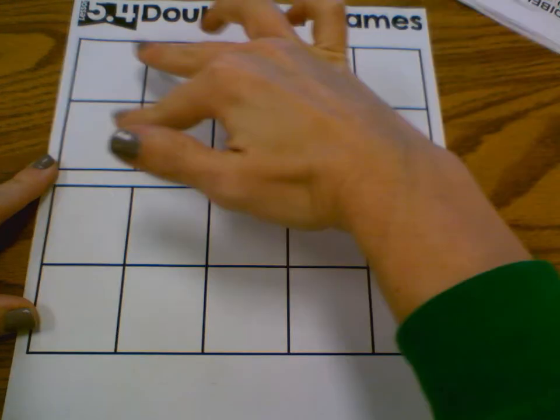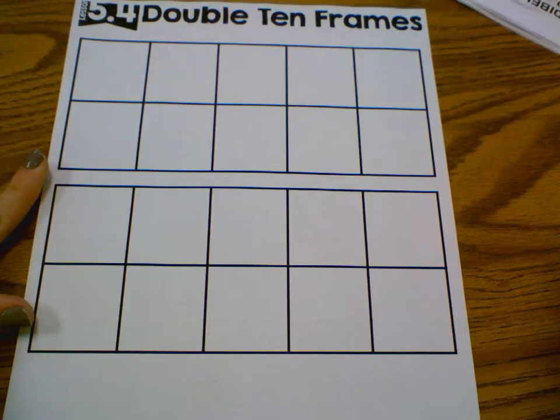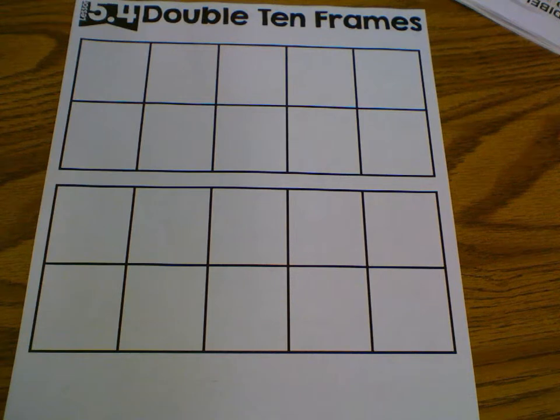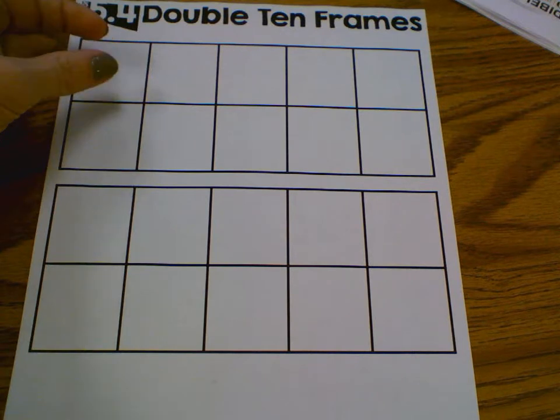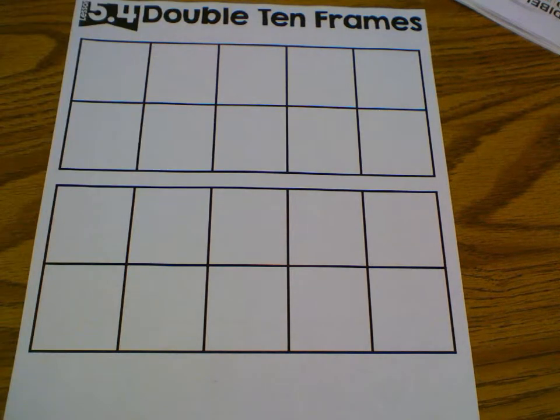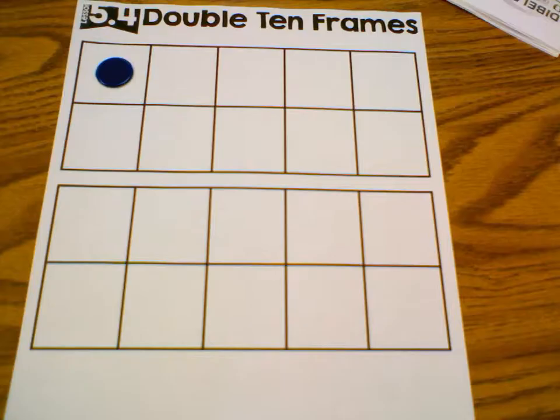So, right, when we work with 10 frames, we fill the boxes with a dot, and that represents each number. So for example, and right now I have two 10 frames because we're working on numbers up to 20, two-digit numbers, okay? So if I just did one counter in that 10 frame, I would say that this is the number 1.